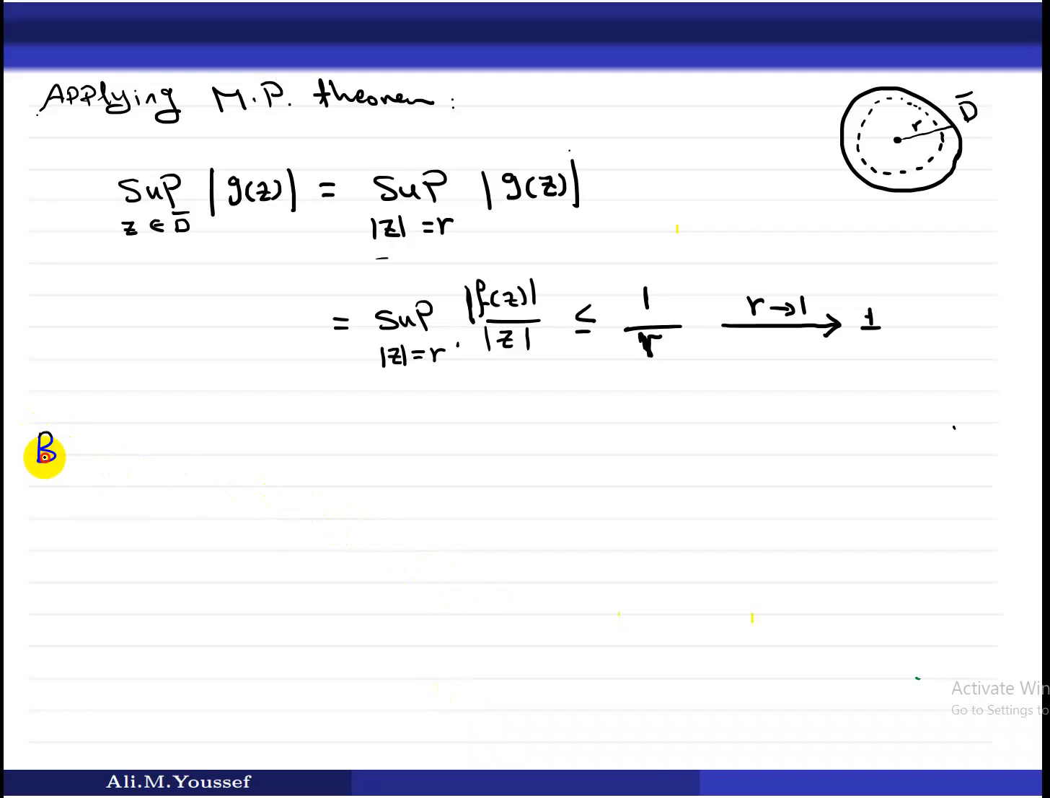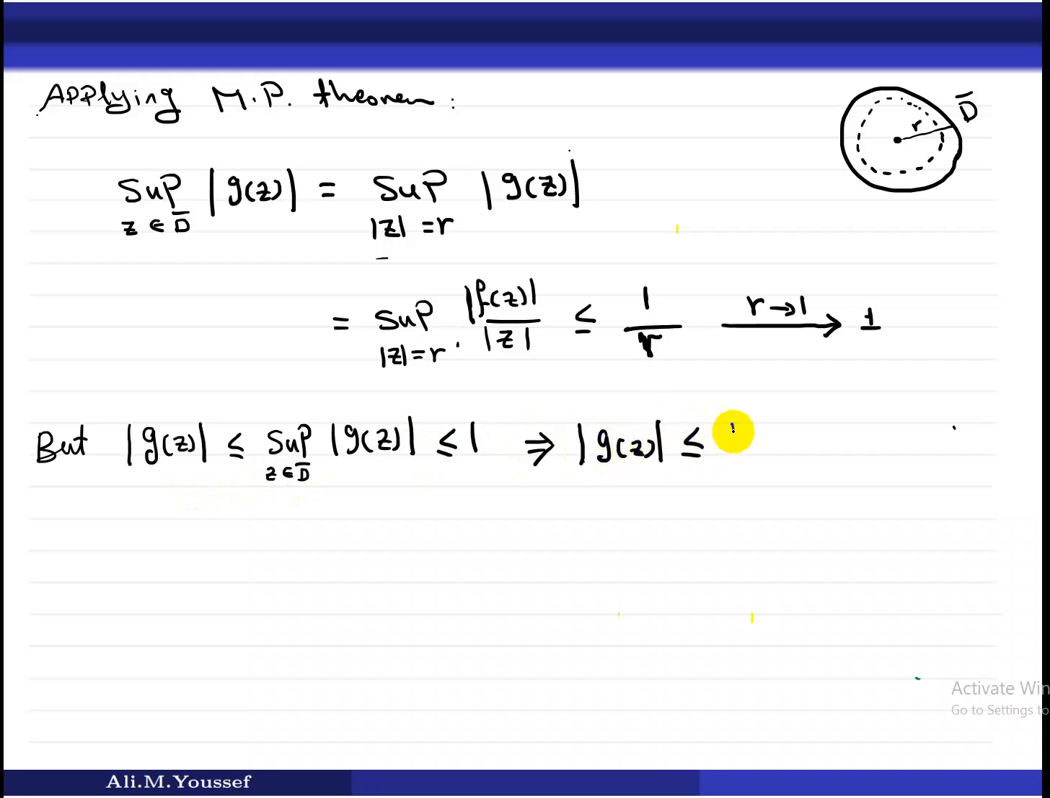But we have the function g itself is less than or equal to its supremum, the supremum of g of z. And the supremum of g of z is less than or equal to 1. So g itself is less than or equal to 1. So we can say that the modulus of g of z is less than or equal to 1. This is our result.